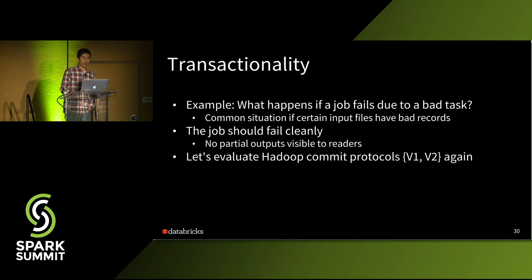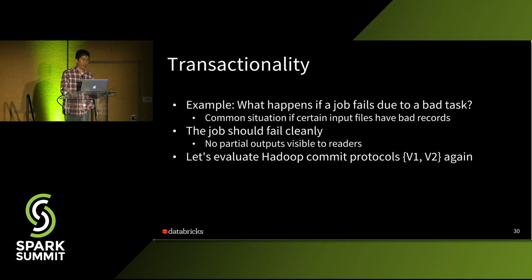OK, let's look at transactionality now. So one example situation is what happens to the job if there's a bad task. For example, certain input files of my job have bad records that are always going to cause a task to crash. So this will cause the job to fail because no matter how many times Spark retries that task, it is going to continue failing. So we want that job to fail cleanly with no output visible to readers.